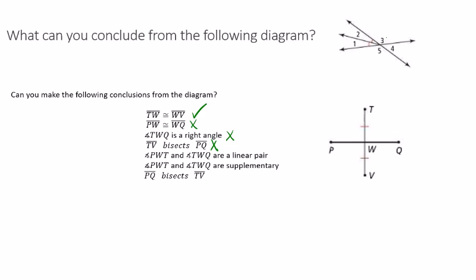Angle PWT and angle TWQ are a linear pair. Yeah, we can conclude that, because they're adjacent and they form a straight line. Angle PWT and TWQ are supplementary. True, right? If they form a linear pair, they're supplementary. PQ bisects TV. Yeah, it does bisect TV, because it splits it into two equal, congruent segments. So we can conclude that.